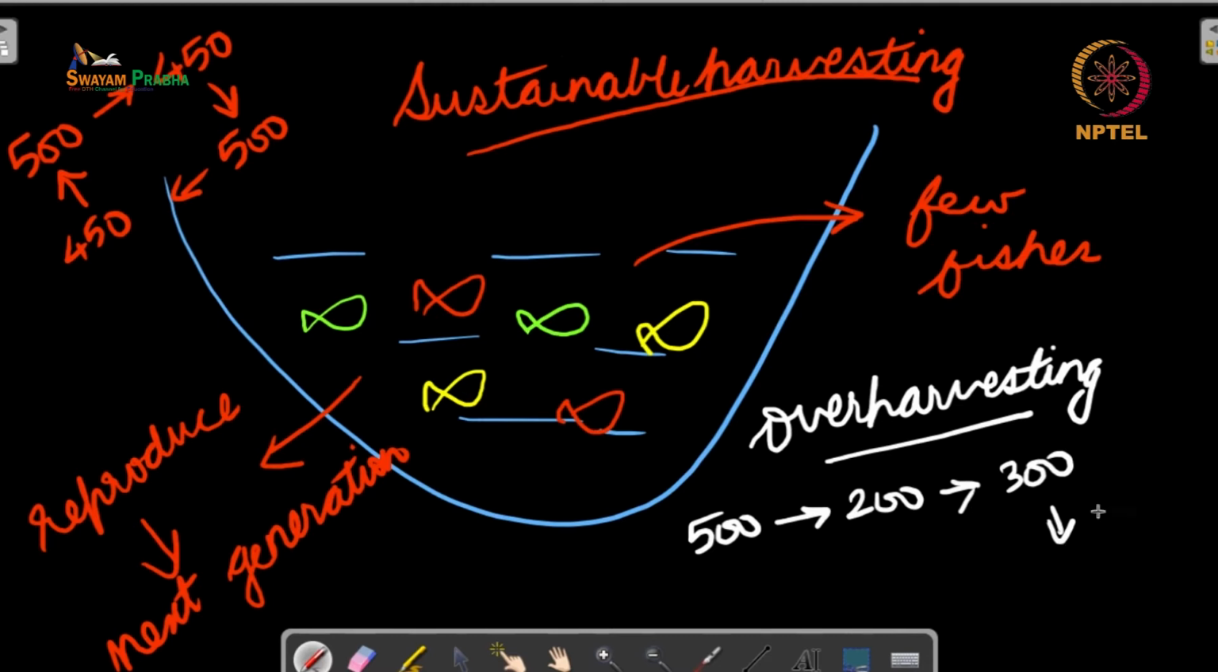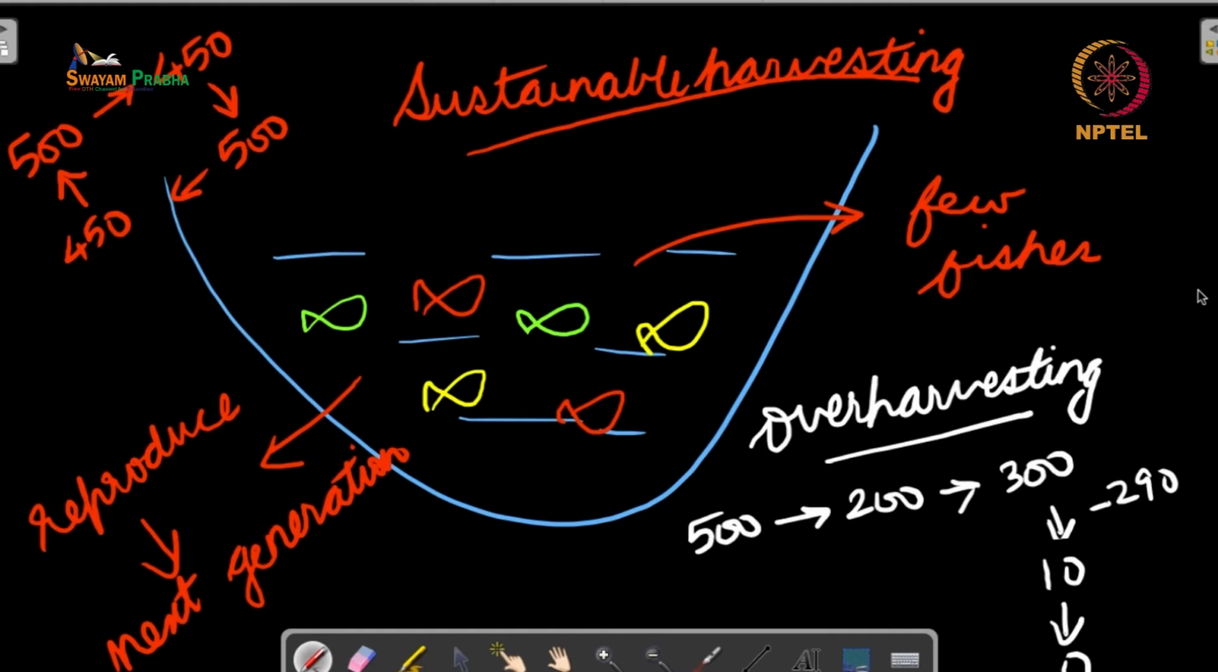We again take out roughly 300 fishes, but we were able to take out 290. And when we take out 290 fishes, now only 10 fishes remain in this pond. And in a short period of time, this figure will go down to 0. So this is over harvesting. We are taking out resources at a much faster pace than at which the nature can replenish the resources.